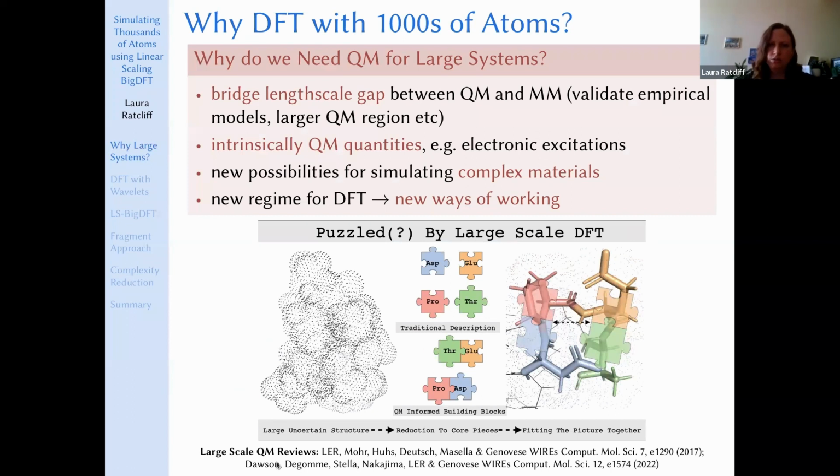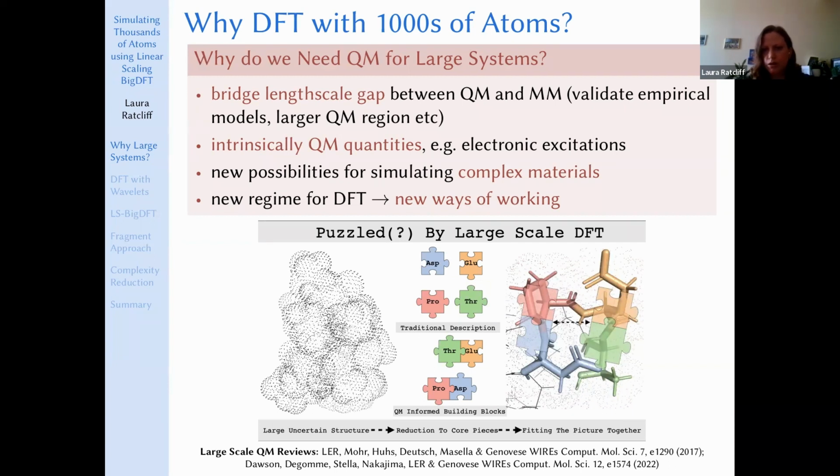So why do we actually need to do quantum mechanics approaches such as density functional theory for systems containing thousands of atoms? On the one hand, we have DFT, which has been very successful at the tens to hundreds of atoms or so regime. And on the other hand, we have our classical molecular mechanics approaches at the tens of thousands of atoms plus regime. And of course, we also have the possibility of doing QM-MM approaches, which already combine the two.